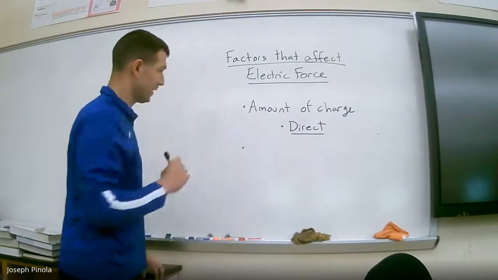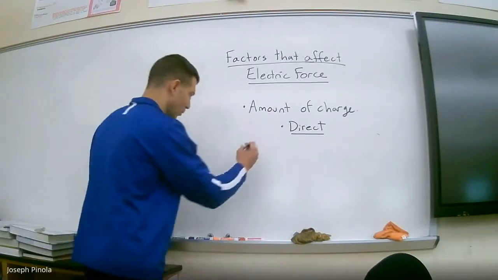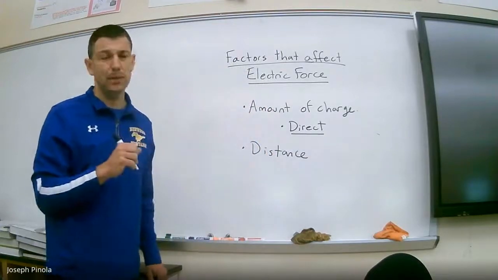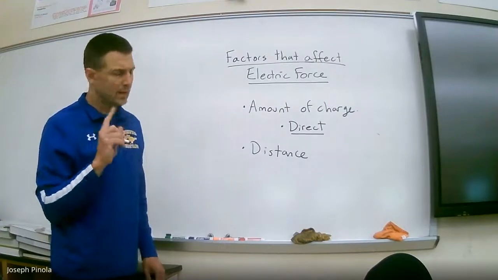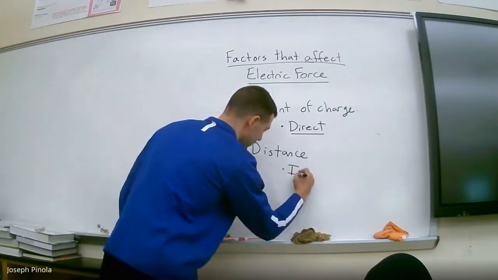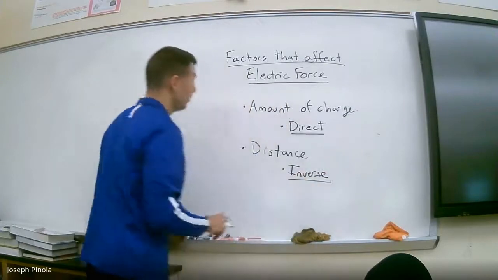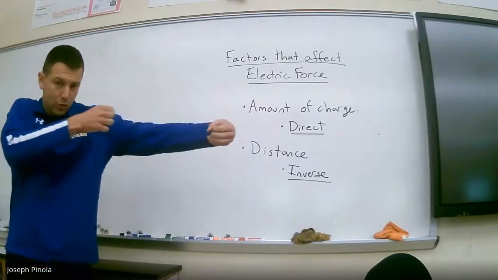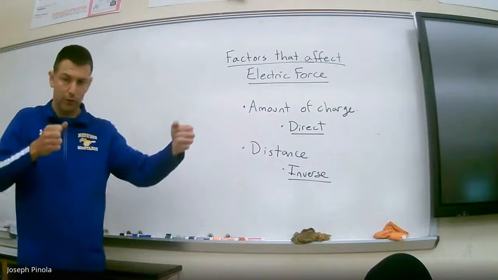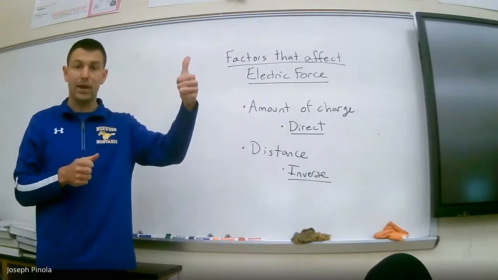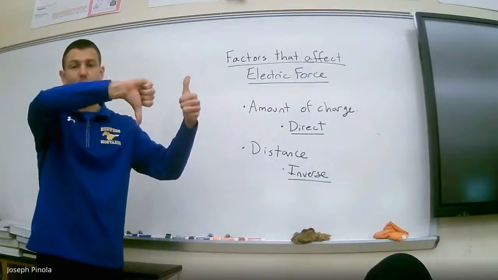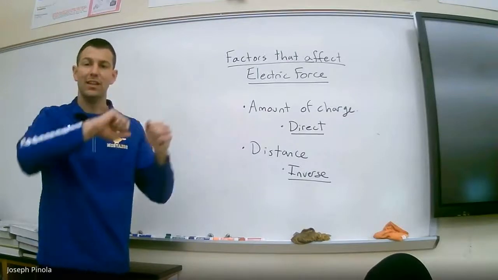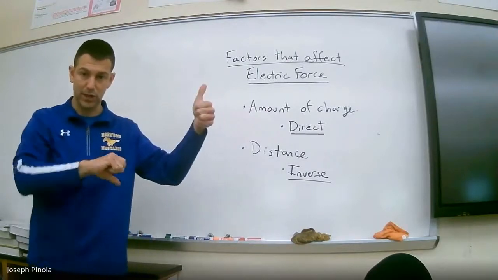But what about the second factor that affects electric force? We said that that factor was distance, or more specifically, the distance between the two charges. This factor has an inverse relationship with electric force. And that's because as you make the distance between two charges bigger, as you pull them further apart, so distance goes up, the amount of force between them goes down. They will not repel as much, and they will not attract as strongly either. That's an inverse relationship. Distance goes up, force goes down.